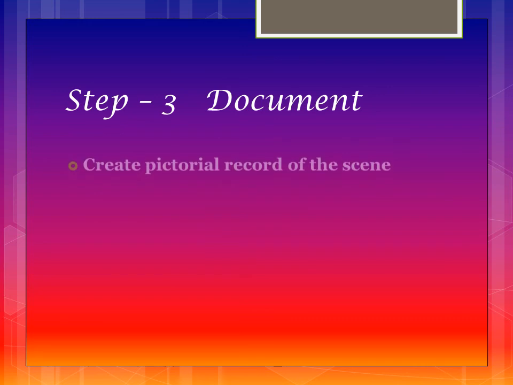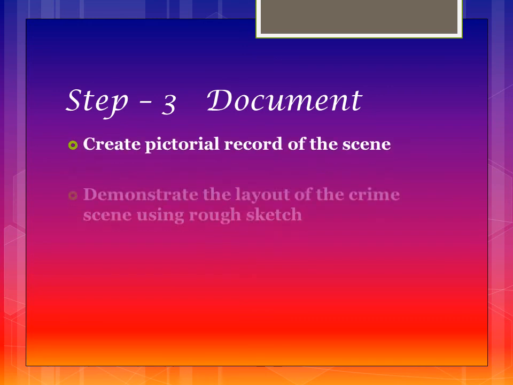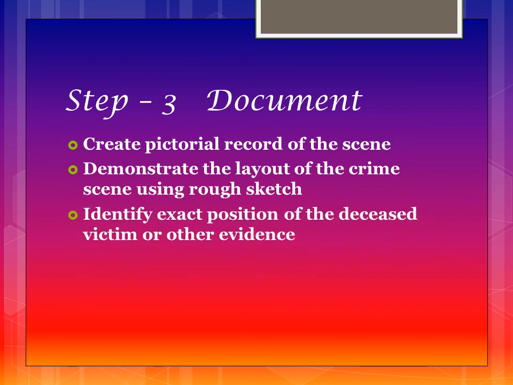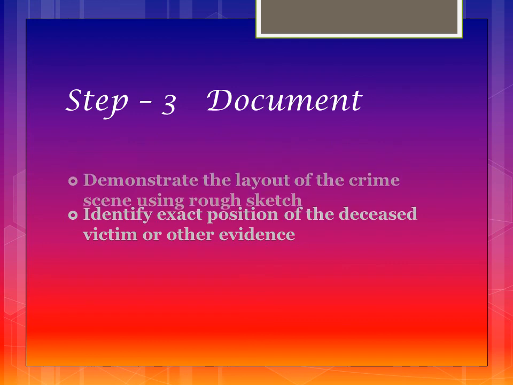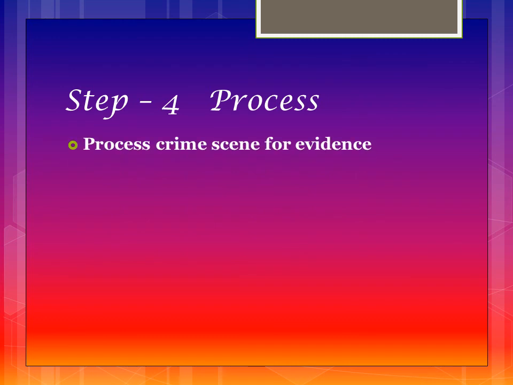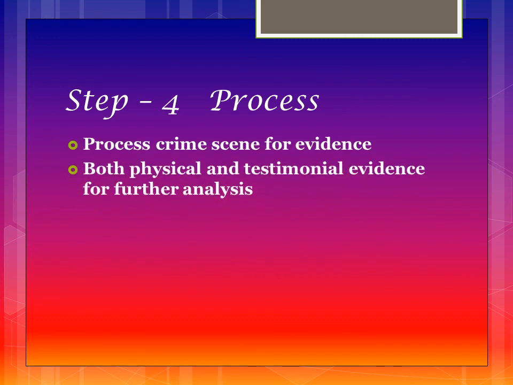Step 3 is document, which creates pictorial record of the scene to demonstrate the layout of the crime scene using a rough sketch. This identifies exact position of the deceased victim or other evidence. Step 4 is the process, which processes crime scene for evidence, for both physical and testimonial evidence for further analysis.